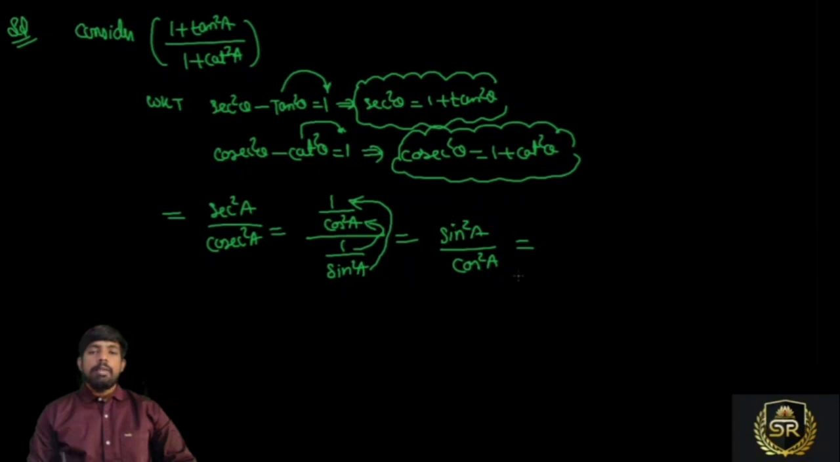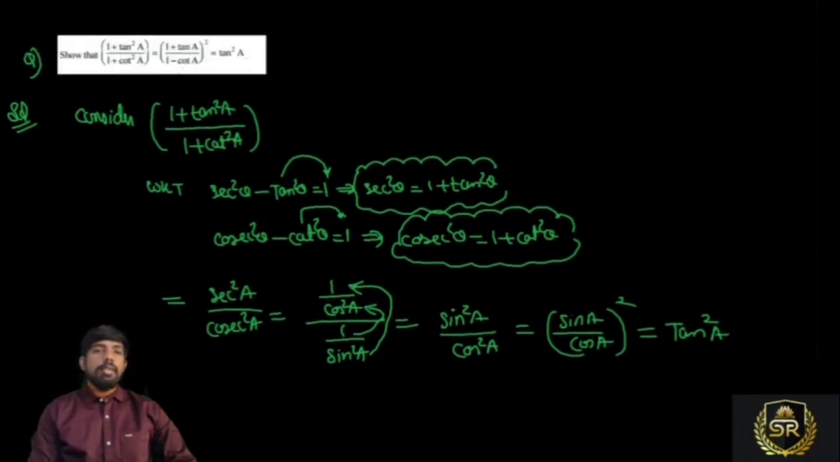So sin square by cos square is what? Sin a by cos a whole square, right? So sin a by cos a is what? Tan a. So tan square a. Therefore this is tan square a. We got tan square a. Next consider one more: 1 plus tan a by 1 minus cot a is there. So consider that one also.